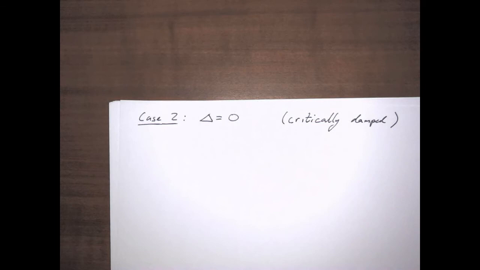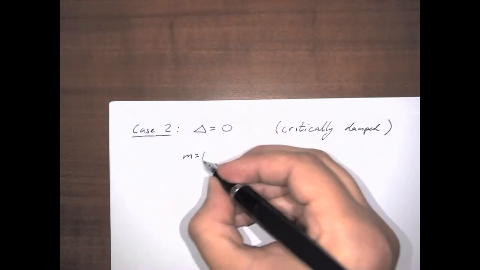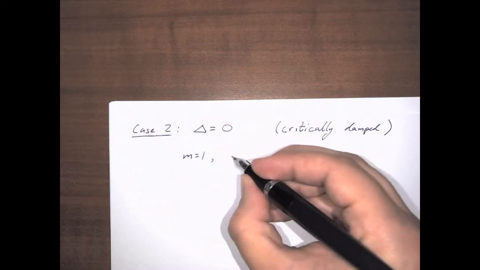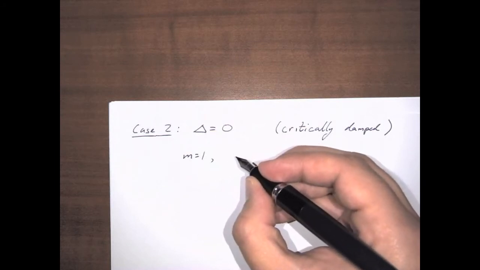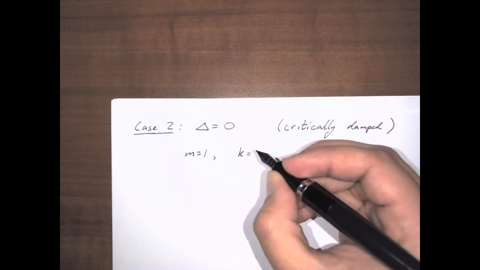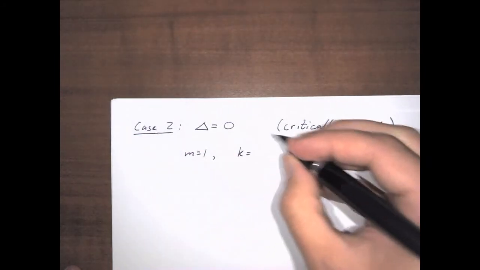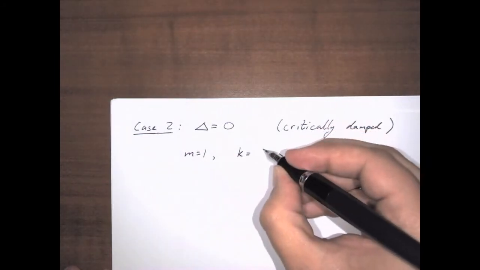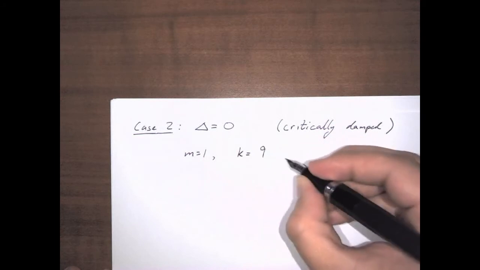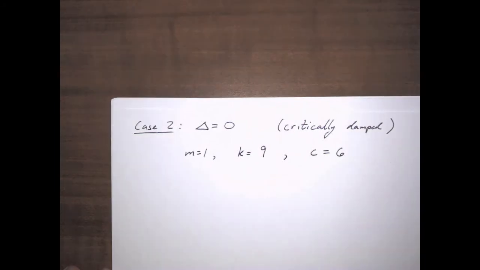So it's critically damped. And we can take here as an example m equals 1, k equals 9, and c equals 6.